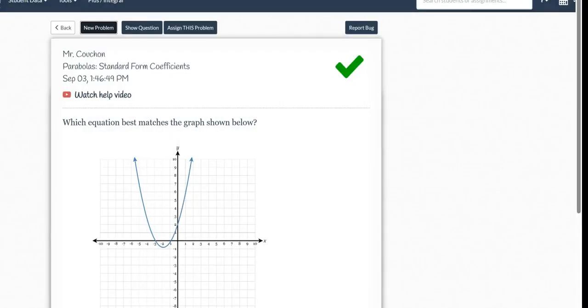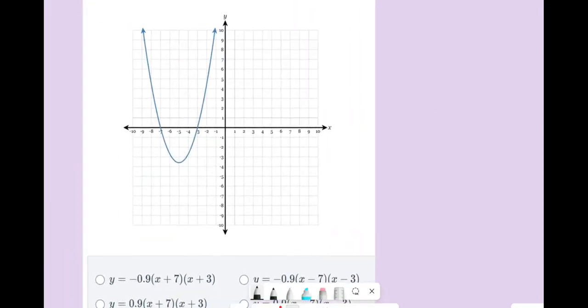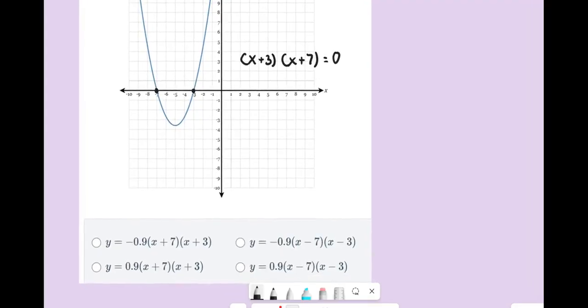Okay, let's move on to the next form. Okay, this one is intercept form coefficients, and if we kind of zoom in here, we want to notice that it passes through the x-axis at these points. All right, that would mean we have an x plus 3 and an x plus 7, because the x-intercepts are at -3 and -7, and those are the x values that would make that equation equal 0.